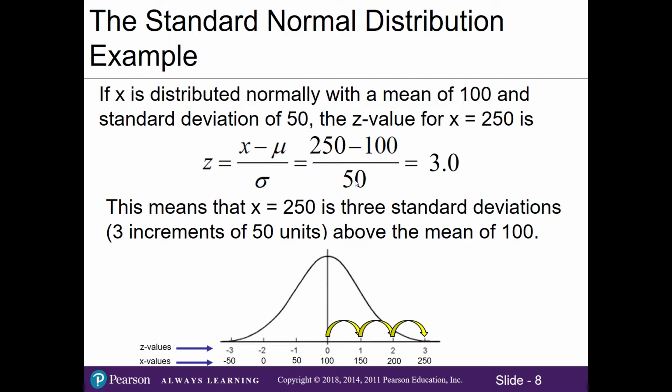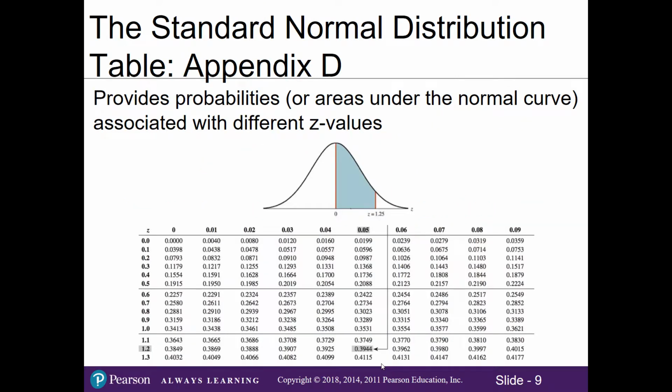As you can see, it's easier to talk about how many standard deviations away a particular number is, as opposed to talking about the specific x values. This allows us to compare different types of information using a standard language. This also makes it easier because once we have standardized our values into z-values, we can use an appendix to figure out the probability of something happening.